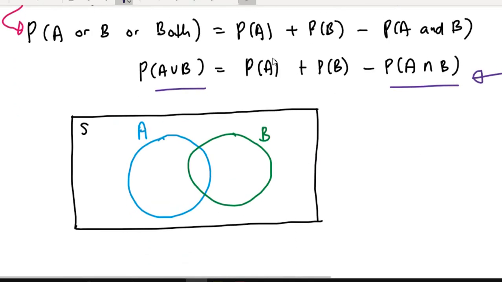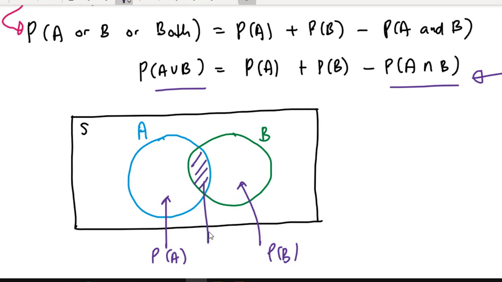All these events can be represented by using a Venn diagram. This is the set of A, so this is the probability of getting event A. This is the probability of B. Then this overlapping region we call the probability of A intersect B.